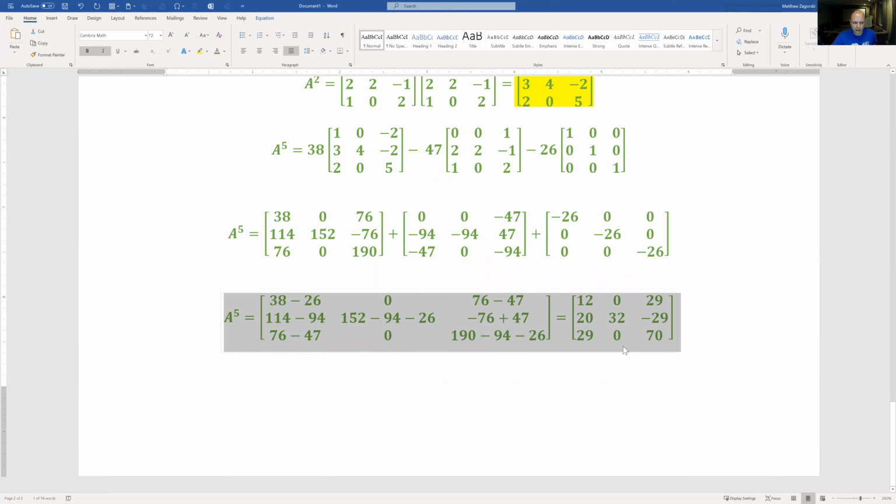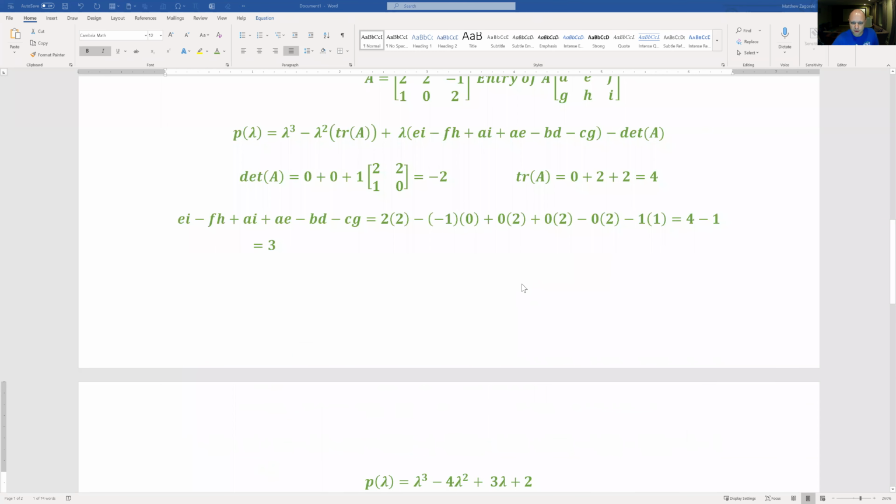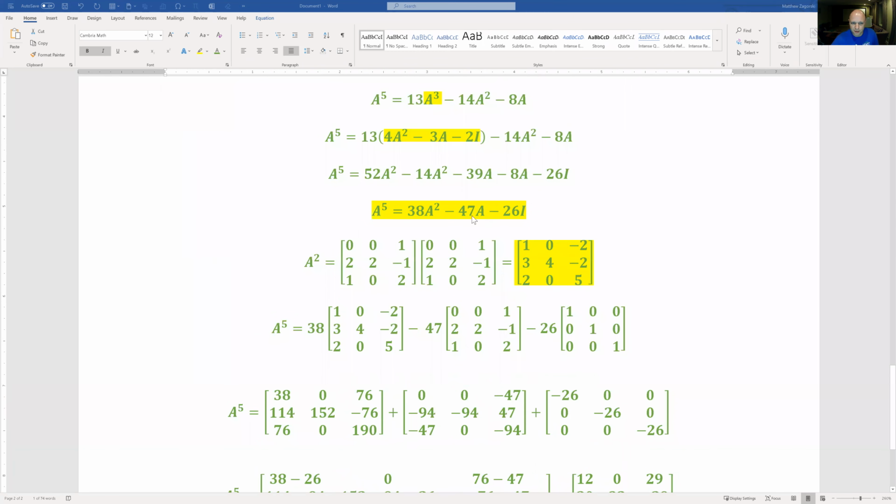And I don't have my calculator with me. Let's see if I've got a matrix calculator. Okay, we're going to plug this into Wolfram just to make sure we have the right results. But I'm sure we do because we already put this through.